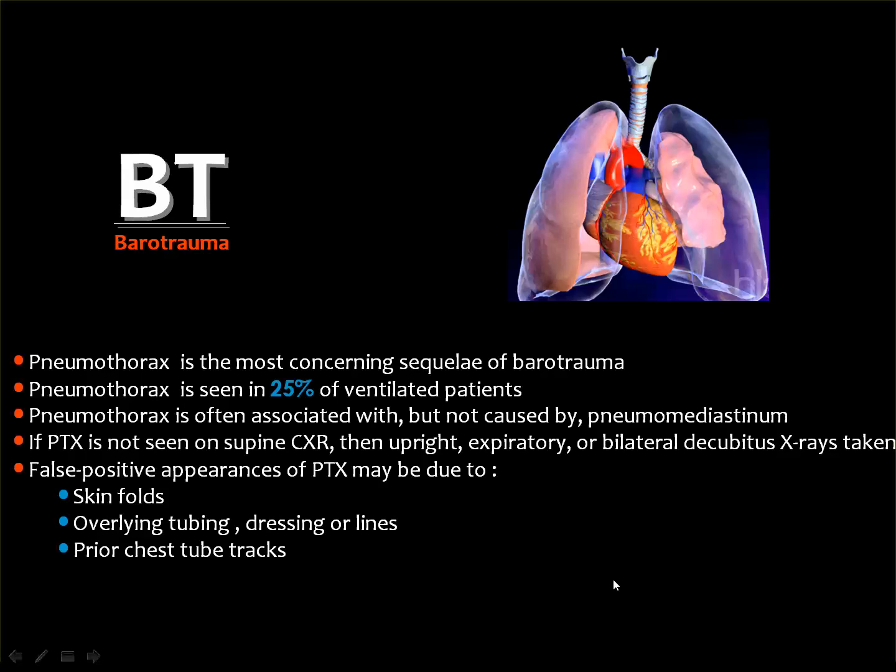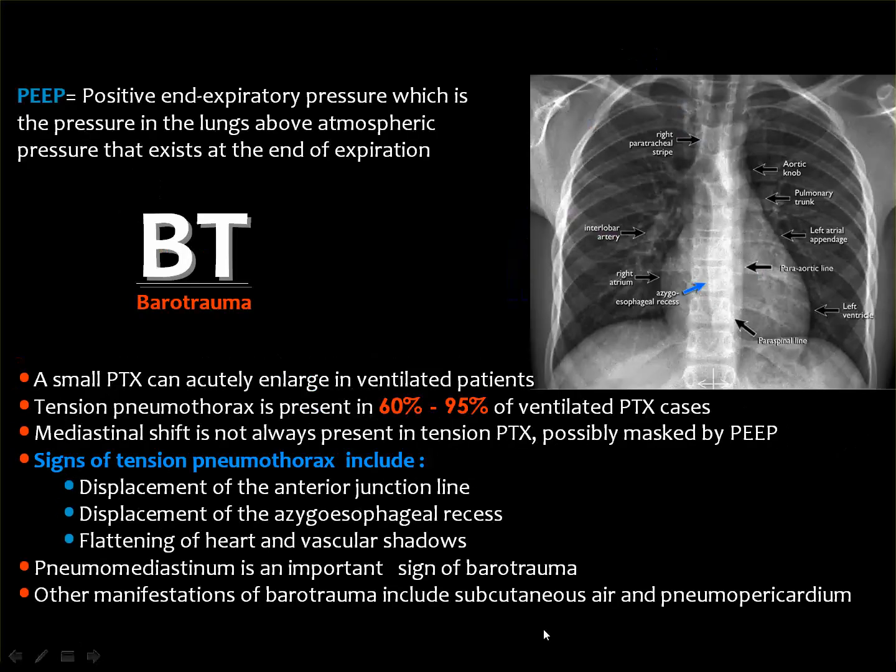by pneumomediastinum. On the chest X-ray, the pneumothorax may be missed, especially if it is a small pneumothorax. Actually, it is difficult to put the patient in the decubitus position, but sometimes you can use the expiratory and inspiratory films to be sure, as I have mentioned before. But there are also some underlying causes that may give a false impression of the presence of pneumothorax, like a skin fold or overlying tubes or dressing or lines, and the presence of prior chest tube tracts, like the intercostal tube, for example.